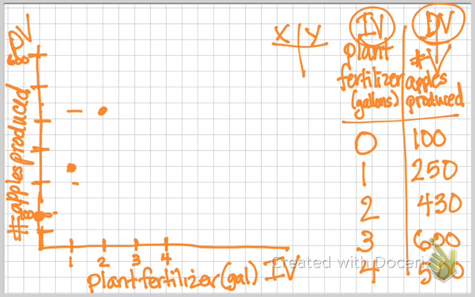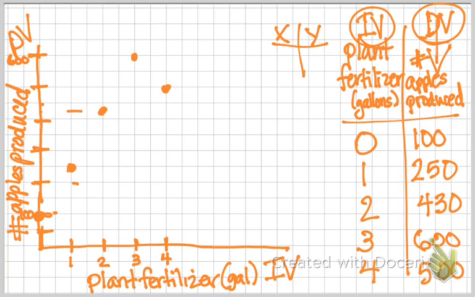And this happened to me the other day, 430. 3 and 600. So 3 and 600 is all the way up here. And 4 and 500. 4 and 500 would be back down there. So now, what kind of line do you make?